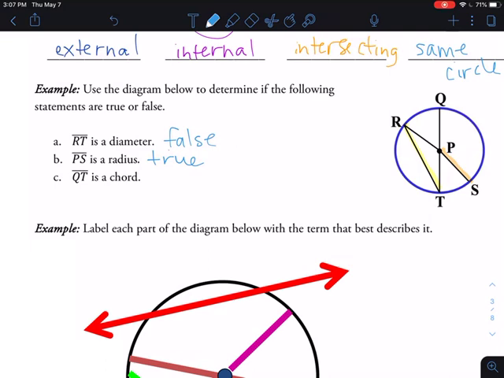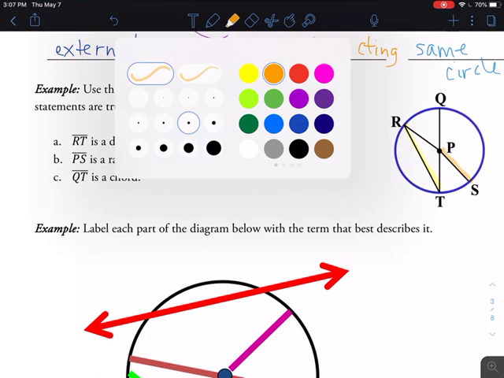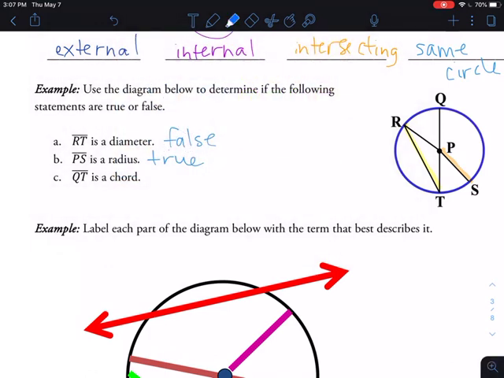And the last one asks us to determine if QT is a chord. Okay, and so remember that line QT is going to go from Q to T. So we're going to look there and we're going to see that this right here is a line from Q to T, so that's line QT. And is it a chord or not? Is it a straight line? Yes. And does it have both ends on the edges of the circle? Yes. So that makes this true.